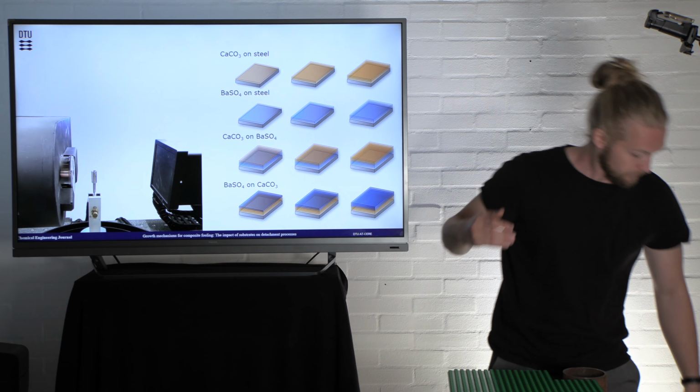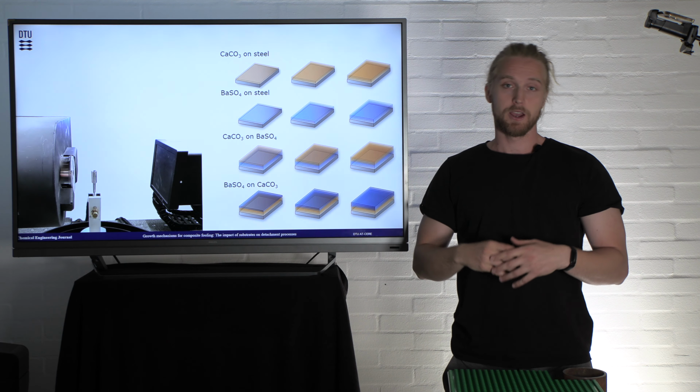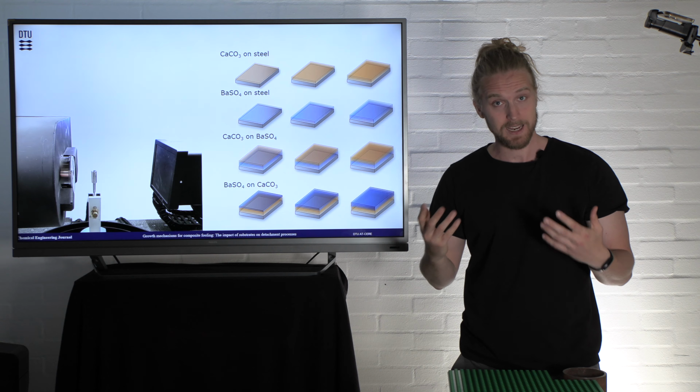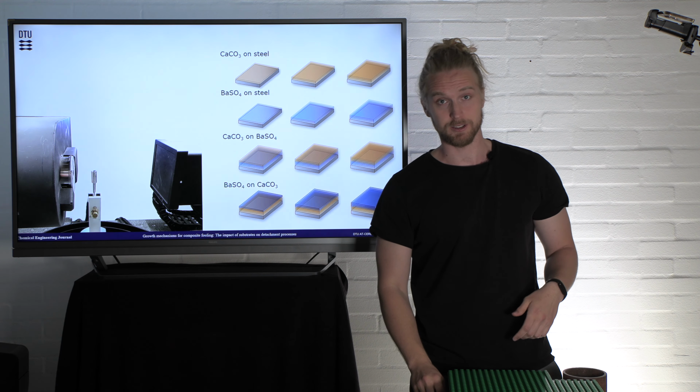And what we originally thought would happen would just be that they formed in these layers on top of each other, and maybe interacting a little bit, but what we actually found out from our experimental observations was much more interesting than just that.